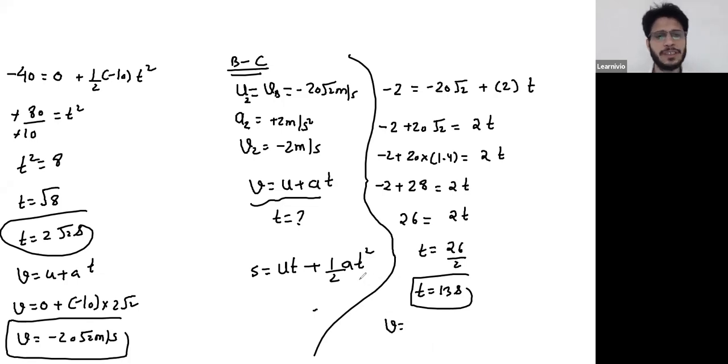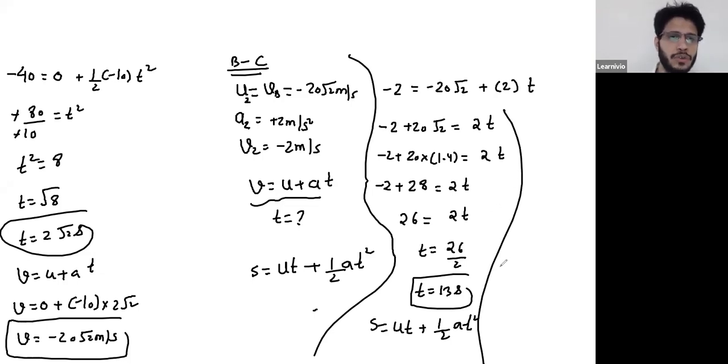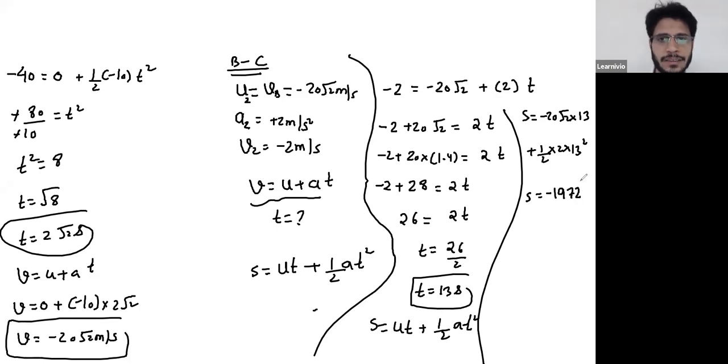You can calculate displacement easily. Displacement is ut plus half at square. Okay, now substitute this value. Once you substitute these values, your initial velocity is minus 20 root 2 multiplied by 13 plus half, your acceleration is 2, into 13 square. So you will get somewhere around minus of 197.